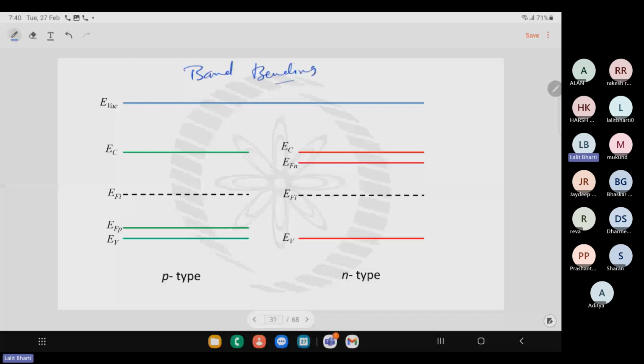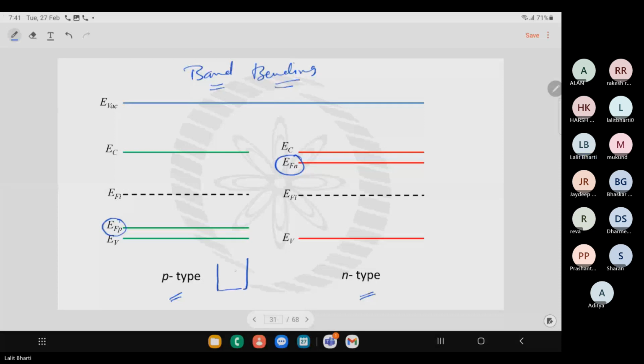So what is band bending? Let's say you have P-type material on the left side and N-type material on the right side, and you have a Fermi level here and a Fermi level here. For a very easy understanding, I will give you an analogy.